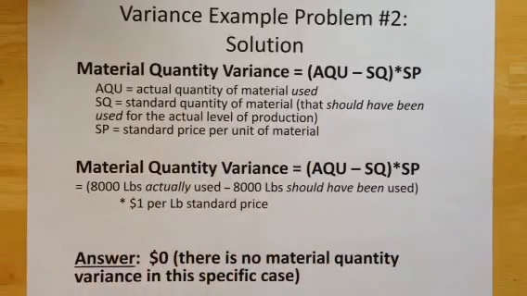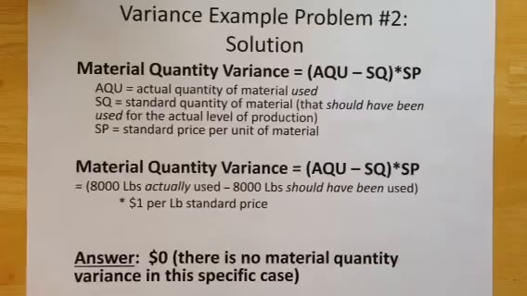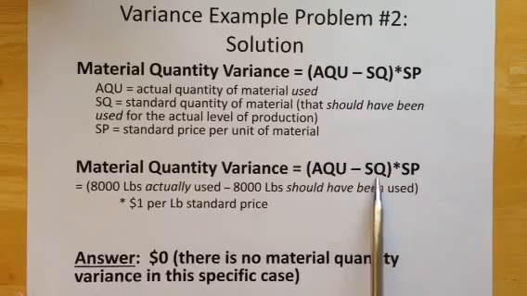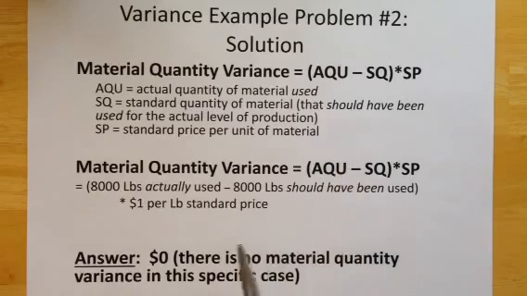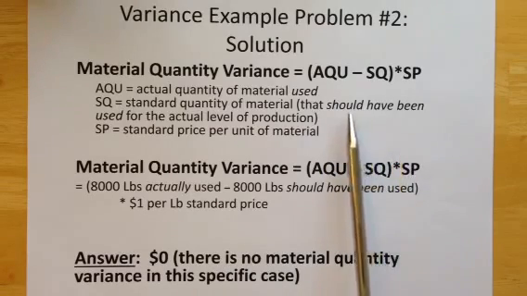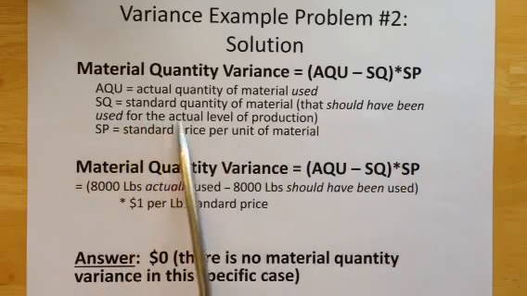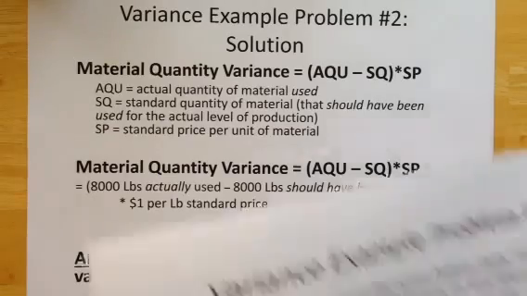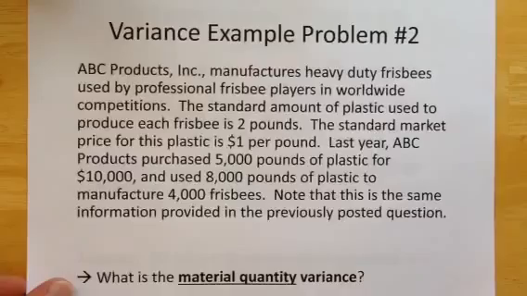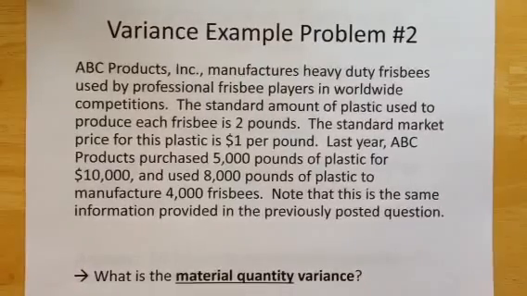But there's one remaining variable that we need to include, and that is SQ, the standard quantity of material. That's the total amount, in this case, the total amount of plastic that we expect we should have used for the actual level of production. And do you see we plugged in 8,000 pounds for that? Where did that come from? We were not really given that in the problem, but we were given enough information to figure that out.